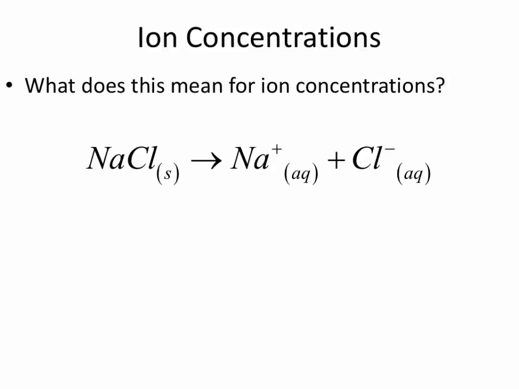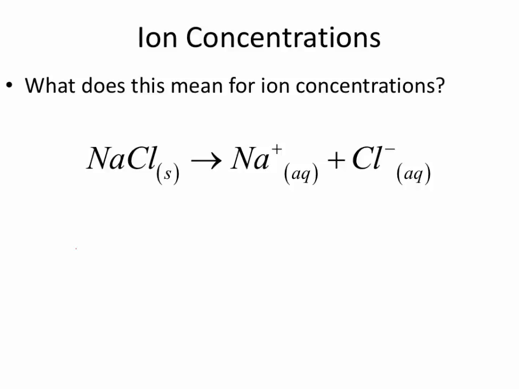So what does this mean for the individual ion concentrations? Well, it means that our sodium ion concentration is going to be equal to whatever coefficient we have here. So in this case we have a 1 because we only have one sodium ion here, because of course we don't have a subscript written here for sodium. Likewise, we don't have a subscript written here for chloride ion, so there's a 1 over here. And that means that whatever concentration we have for sodium chloride, we have that same concentration for sodium and the same concentration for chloride ions.